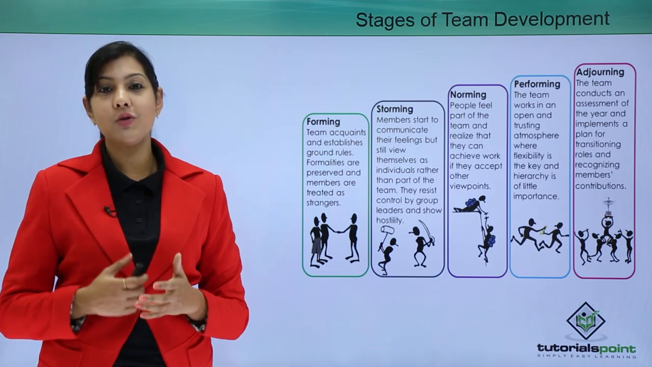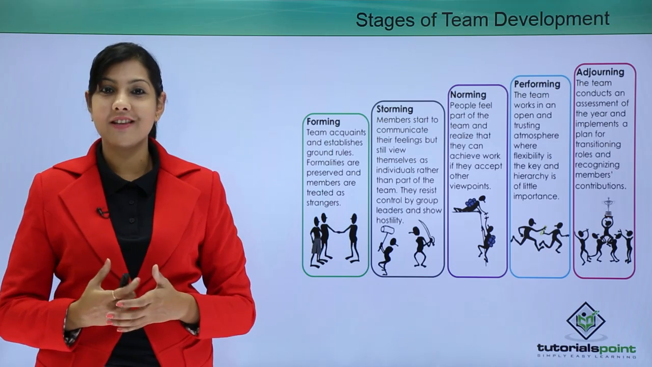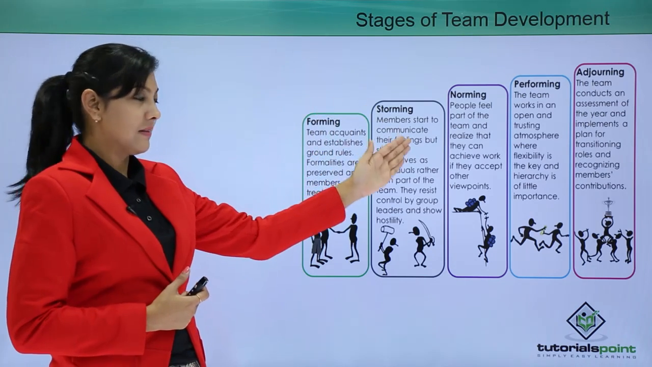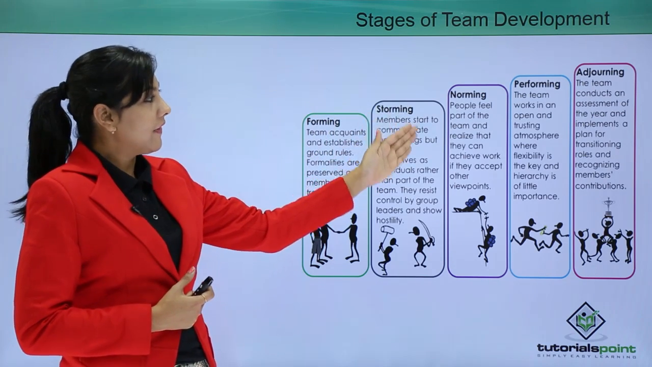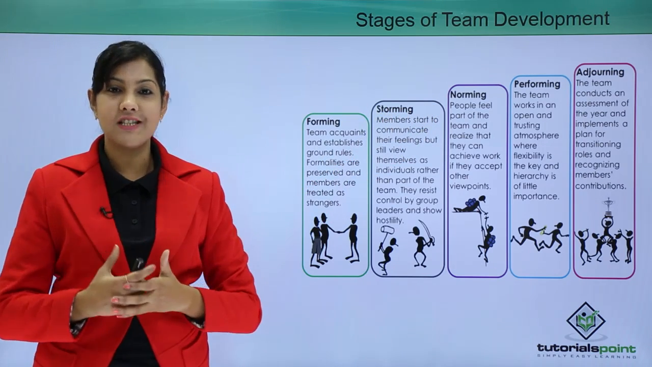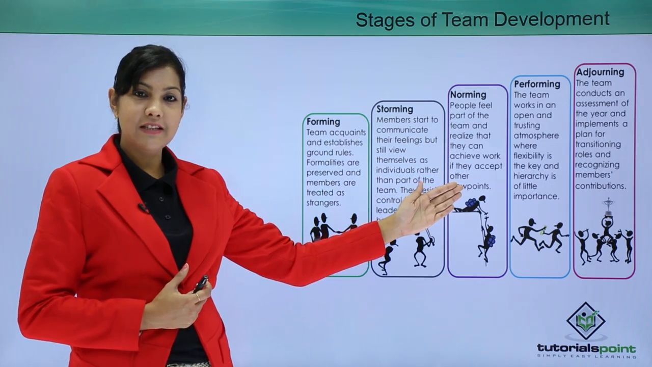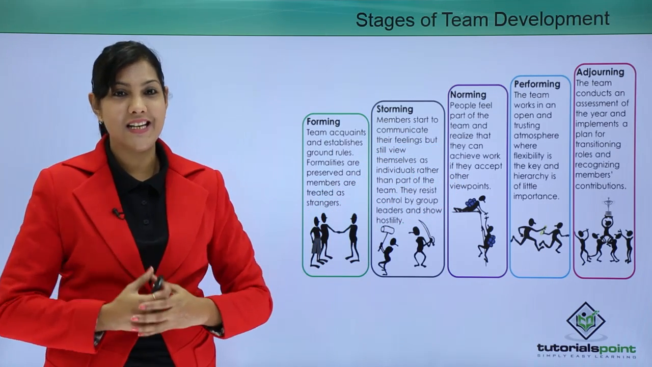They are more flexible to other people's ideas and opinions, and they feel a part of the team to share their views and ideas. So, that's the third stage, which is the norming stage. They then move on to the performing stage, wherein now the atmosphere of trust has come in and they feel hierarchy is of little less importance and they are more entrusting of each other.